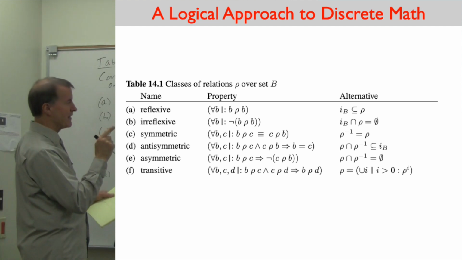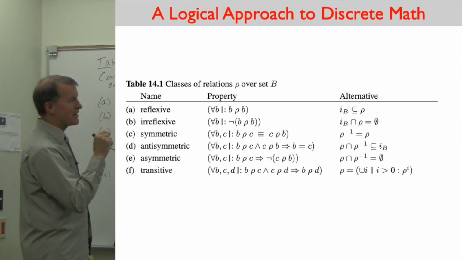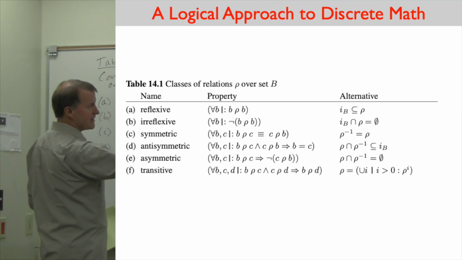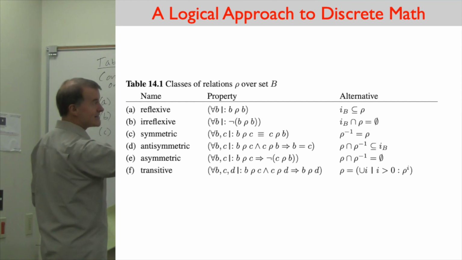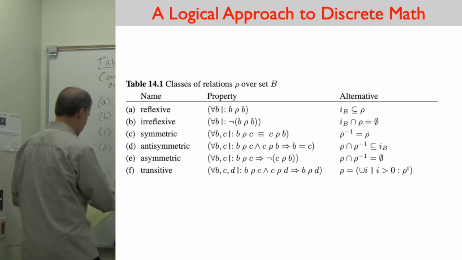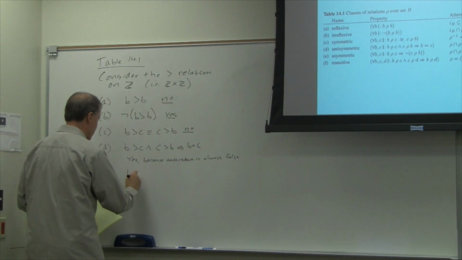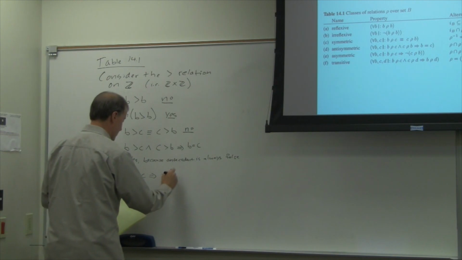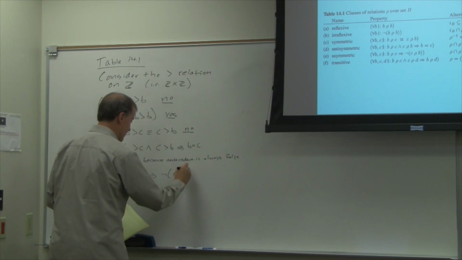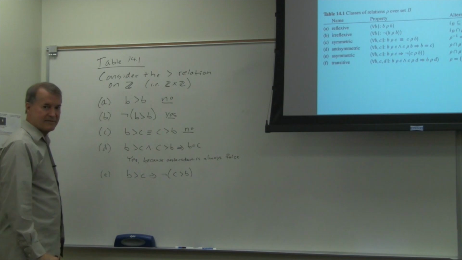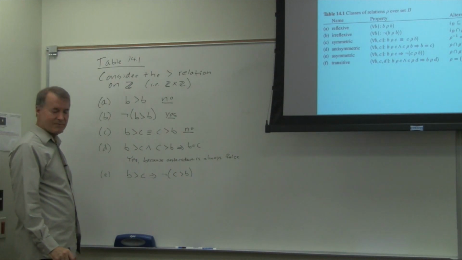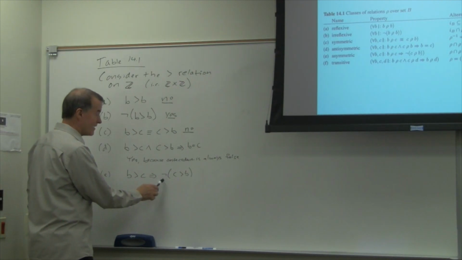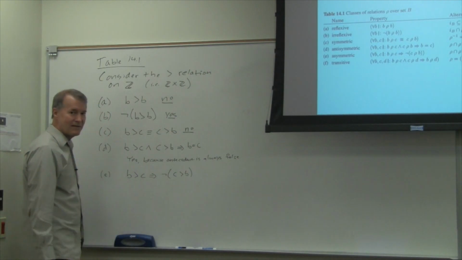How about asymmetric? Asymmetric says for all B and C, B rho C implies not C rho B. So here we would say, is it true that B is greater than C implies not C is greater than B? Is that the case for the greater than relation? If B is greater than C, does that imply not C is greater than B?